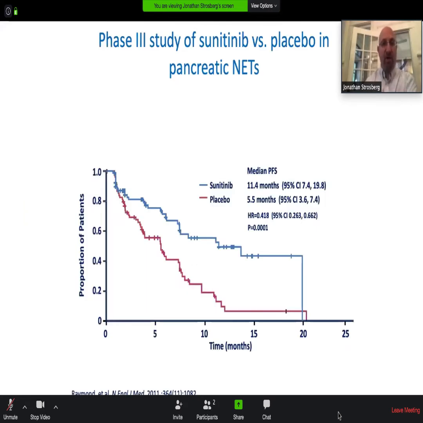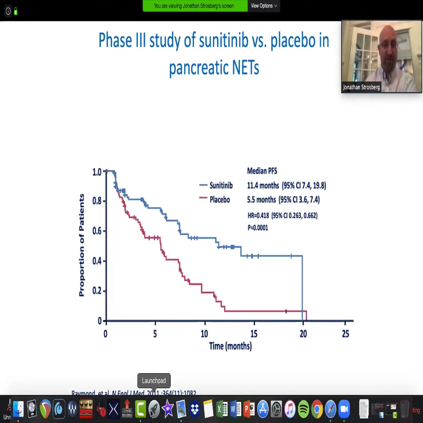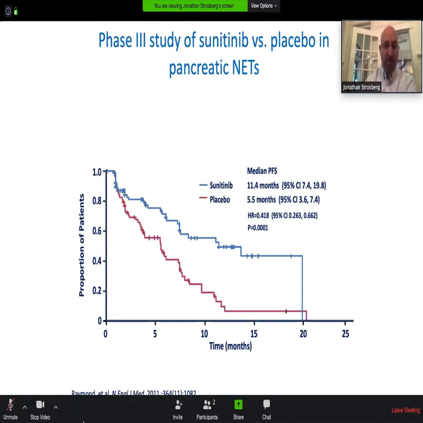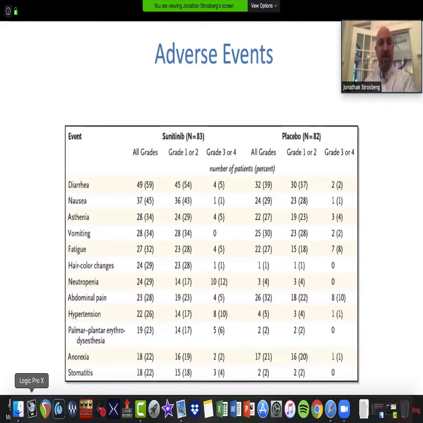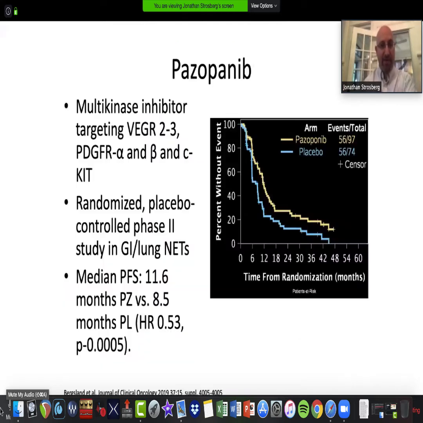Now, we already have one tyrosine kinase inhibitor already approved. It's Sunitinib. Some of you may be familiar with it. It's approved for pancreatic neuroendocrine tumors. This study in 2011 demonstrated that it significantly prolonged progression-free survival compared to placebo, leading to its approval. The response rate was quite low. It was less than 10%, but it tended to stabilize tumors, which was what led to its approval. And of course, it does have many adverse events, which can be sometimes quite problematic.